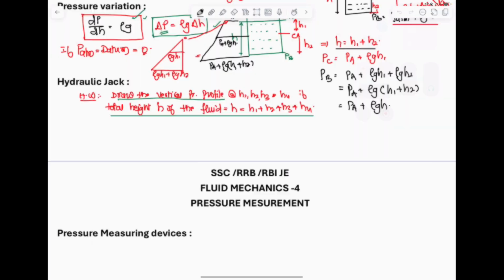Now, as per famous Pascal's law, pressure is equal in all directions.